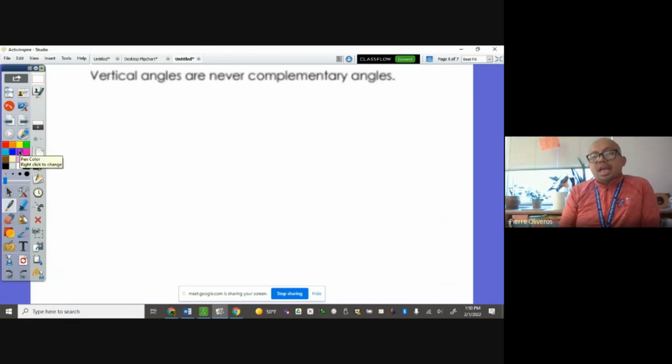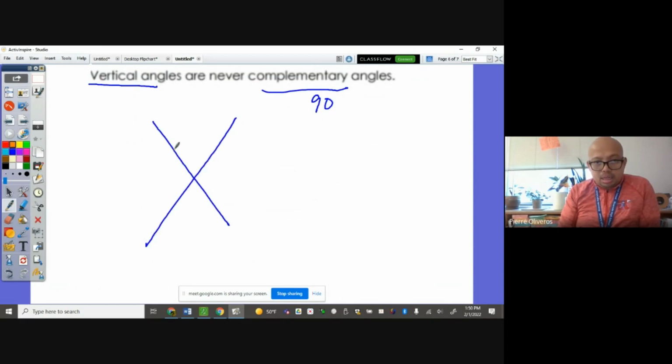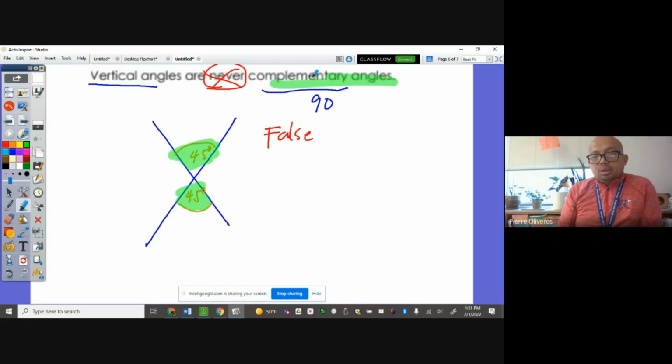Vertical angles are never complementary angles. Complementary angles add up to 90, and vertical angles can be these two angles here. Can they be complementary? The answer is yes, so the statement is false. Sometimes is the answer there. If this is equal to 45, that has to be 45 because vertical angles are congruent. And if they're congruent, 45 plus 45 is equal to 90. Therefore, they're complementary. And that's my counterexample.